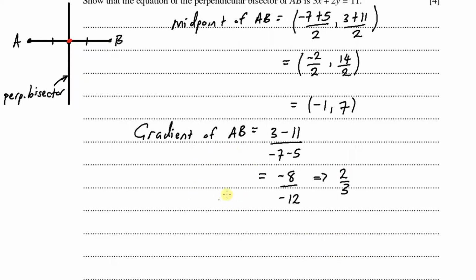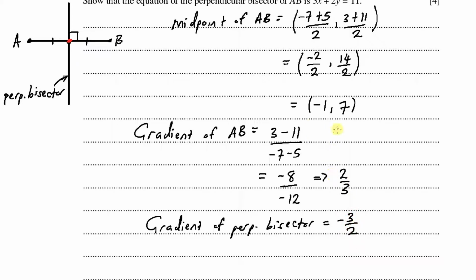The gradient of AB means I can now find the gradient of the perpendicular bisector. And the gradient of the perpendicular bisector should be the negative reciprocal of the gradient of AB. Since they are perpendicular, they meet at right angles, so the product of their gradients should be -1. So here the gradient of the perpendicular bisector should be the negative reciprocal of 2/3. So that should be -3 over 2.